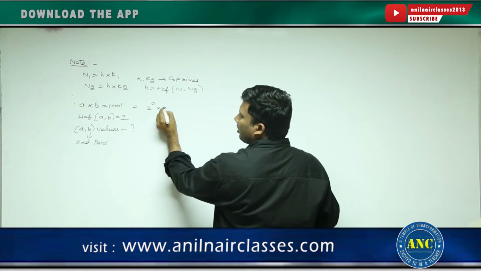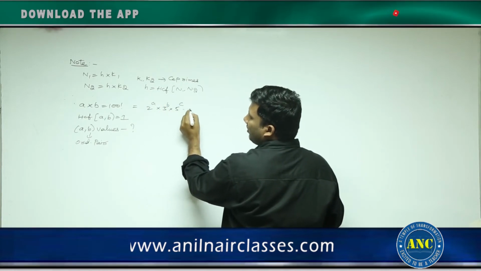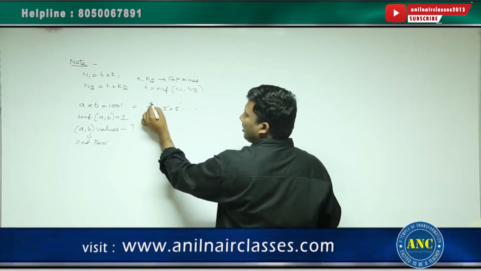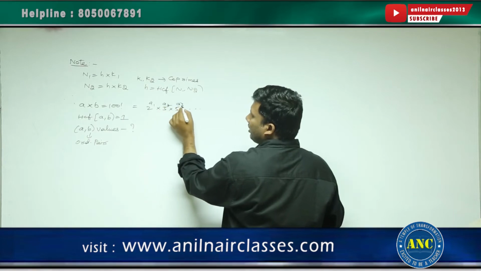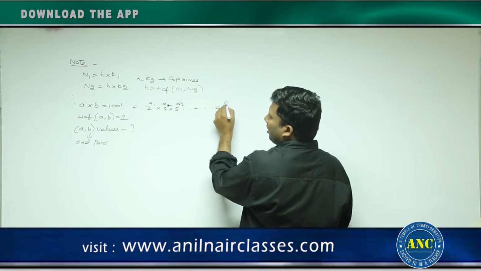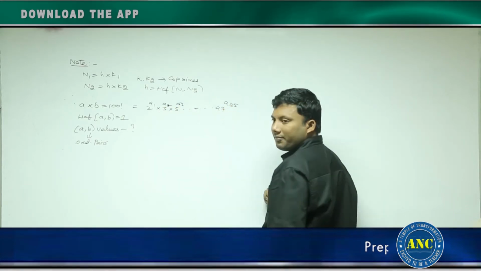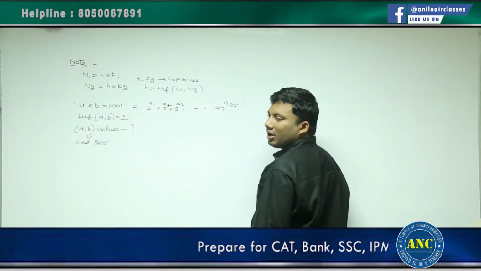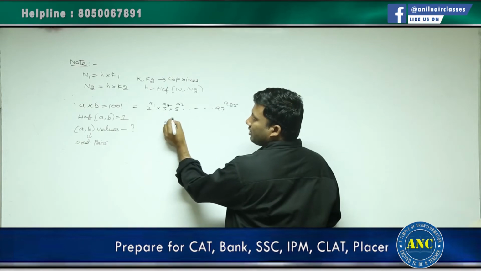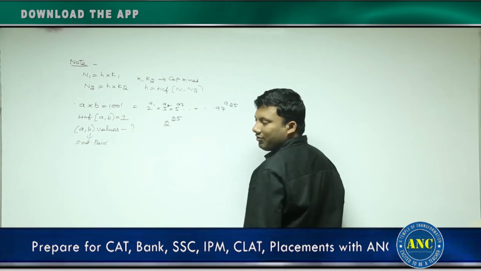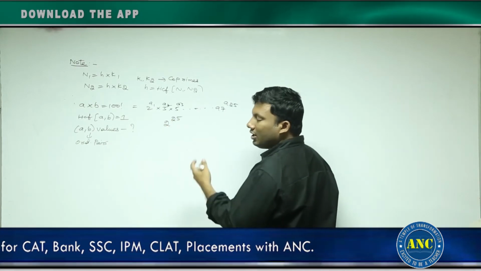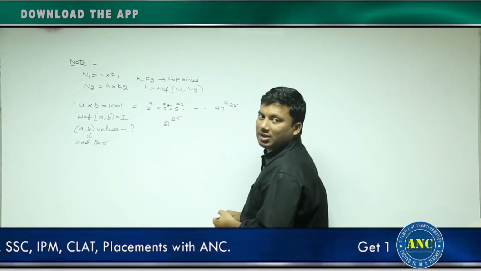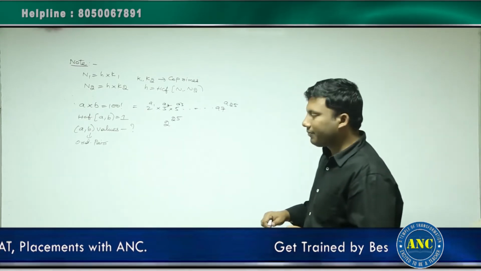2 power something, 3 power something, 5 power something, and so on up to 97. In how many ways can I write a number as a product of two coprimes? What will be the answer? 2 power 25. Because it is an ordered pair, I am not dividing it by 2. Answer is 2 power 25.